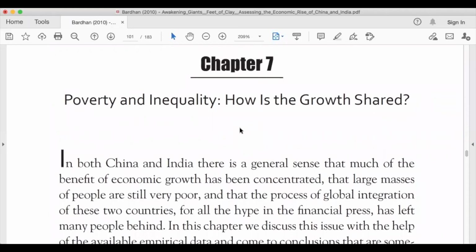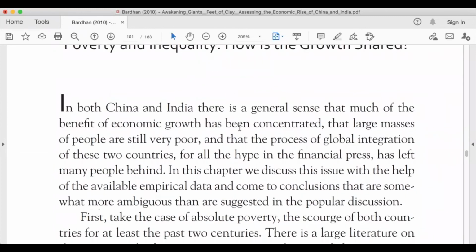I'm going to go very quickly through this chapter, poverty and inequality. How is the growth shared? In both China and India, there's a general sense that much of the benefit of economic growth has been concentrated, that large masses of people are still very poor, and that the process of global integration of these two countries, for all the hype in the financial press, has left many people behind.